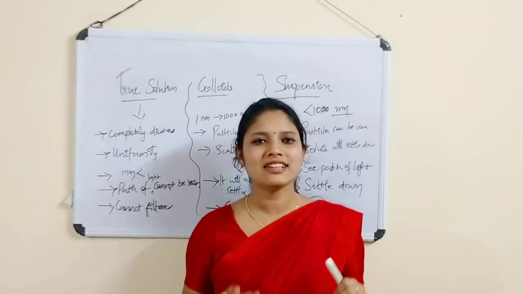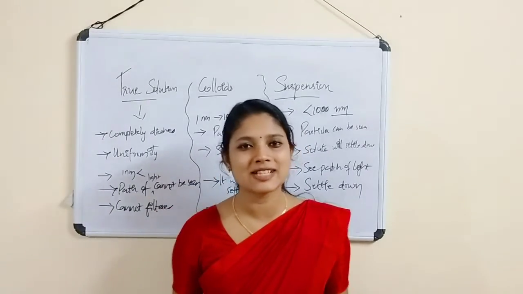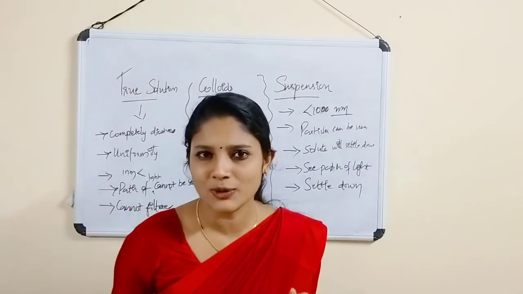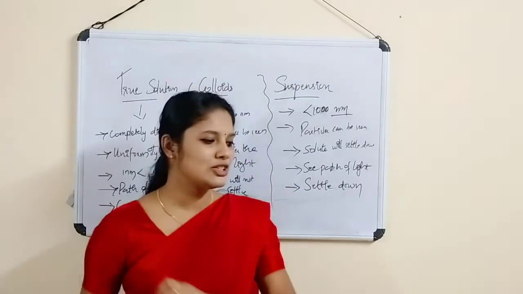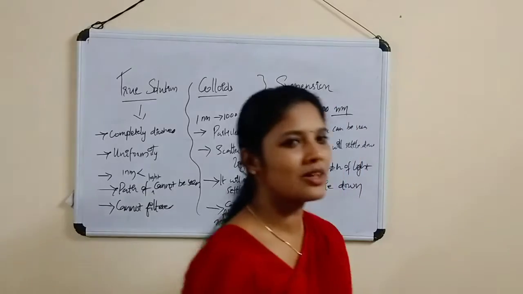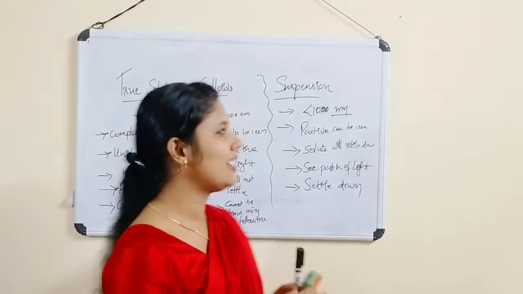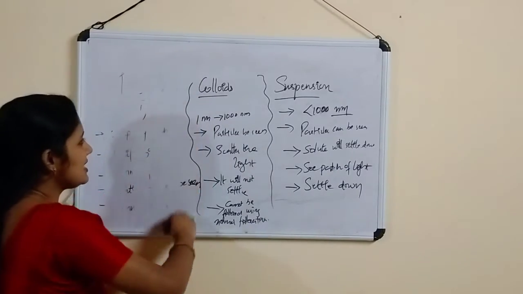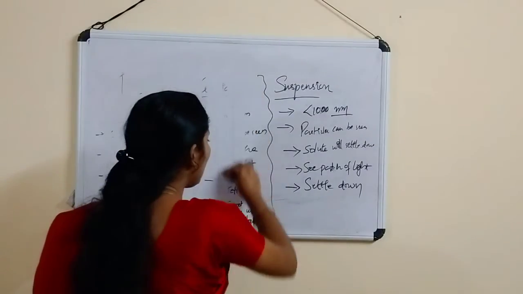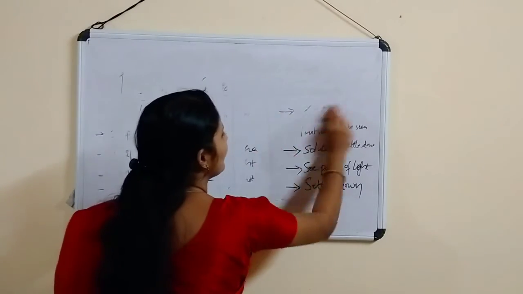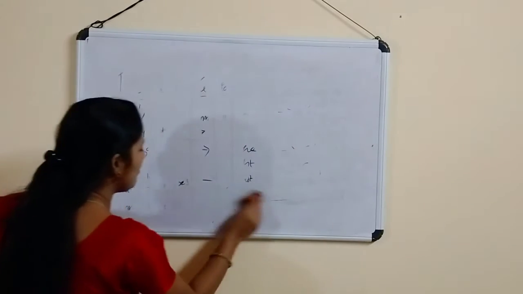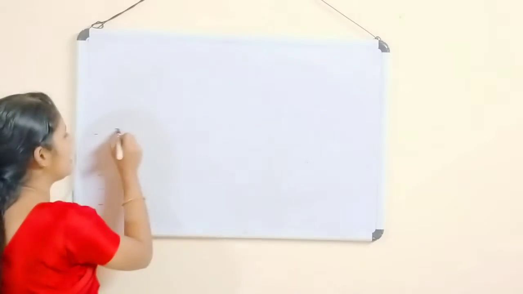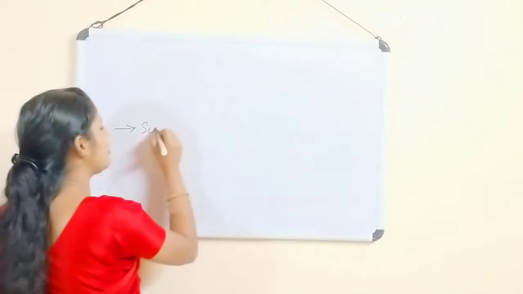In this video, it was completely explained about true solution, colloids and suspension. Now you don't have any doubt, right? Now I am going to give you an activity. What you have to do is make a table with columns for true solution, colloids and suspension, and write the properties I tell you. The first point: write about scattering of light.